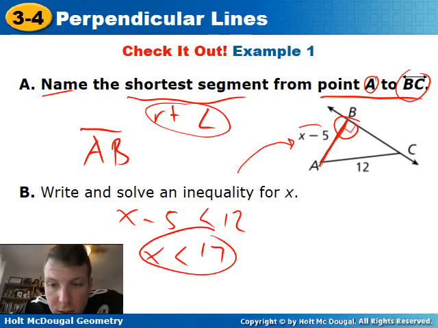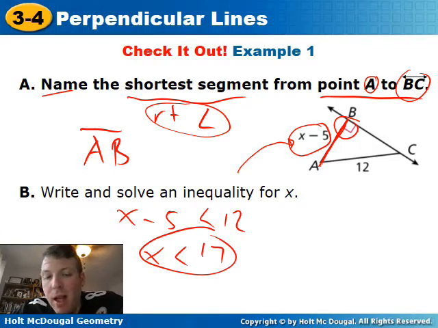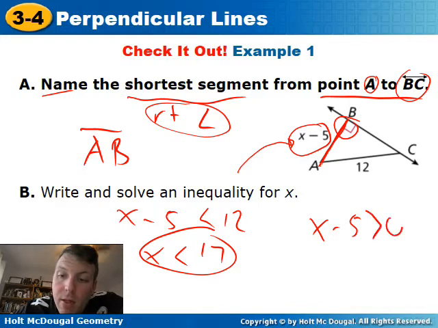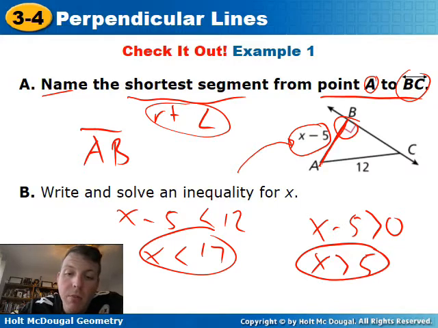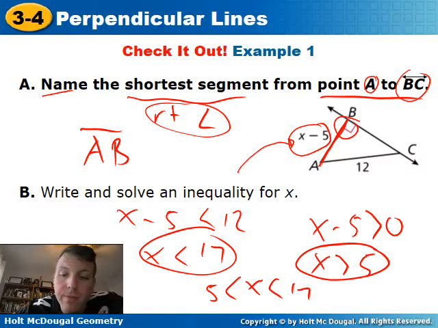But what else does this thing have to be bigger than so that it doesn't become negative? Because I can't start putting negative numbers in here to get this segment as a negative distance, because we can't have a negative distance. So it has to be bigger than 0 as well. So x minus 5 has to be greater than 0, which means that x has to also be greater than 5. So we have these two inequalities that we can put together. Therefore, x is actually between 5 and 17.